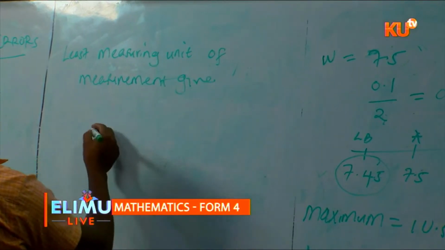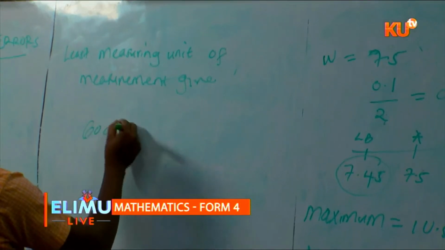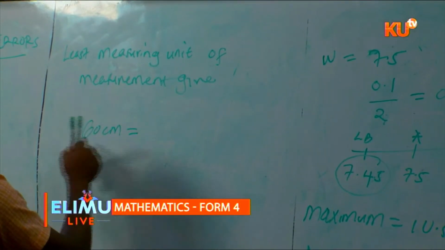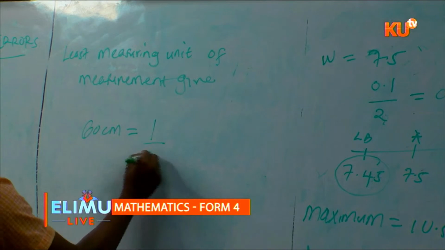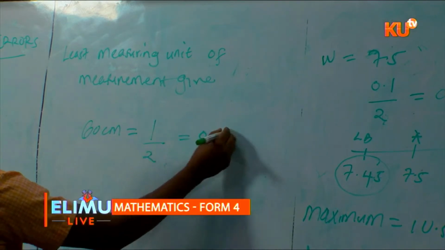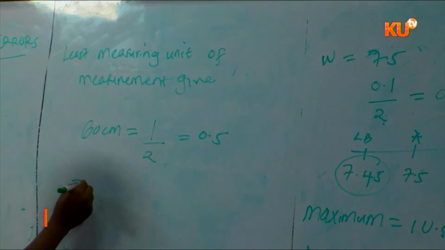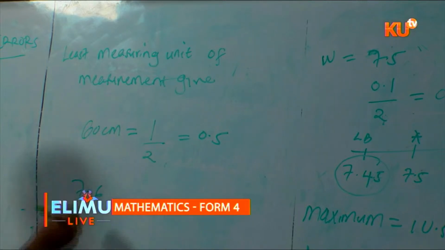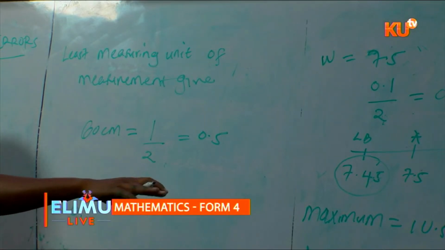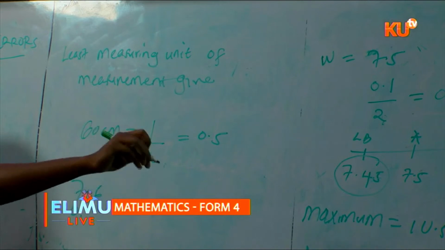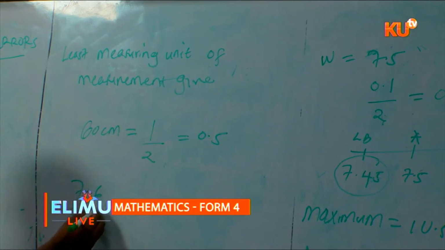So we have 60 centimeters. The last digit, we don't have a point, so it will be 1. 1 divided by 2, 0.5. The other one has 7.6. We say this one is 0.1 for the far edge number, it will be 1. So 0.1.